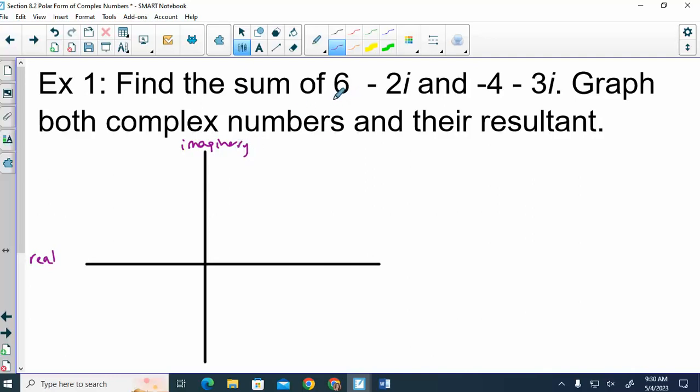So if I ask you to graph 6 minus 2i, what's the real number there? 6. So we go over 6 on the real axis. What's the imaginary number? 2i. It would actually be negative 2. So the real is 6, the imaginary is negative 2. And these are typically graphed as vectors, so they have an arrow on the end. So this represents 6 minus 2i.